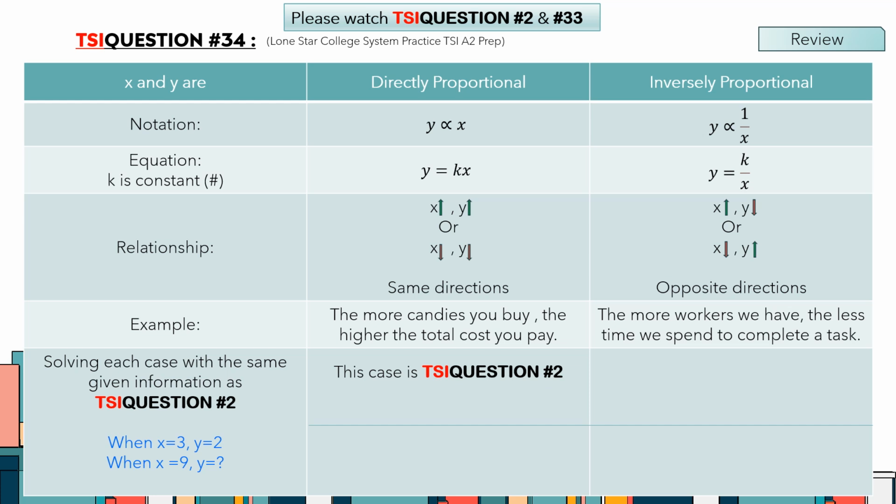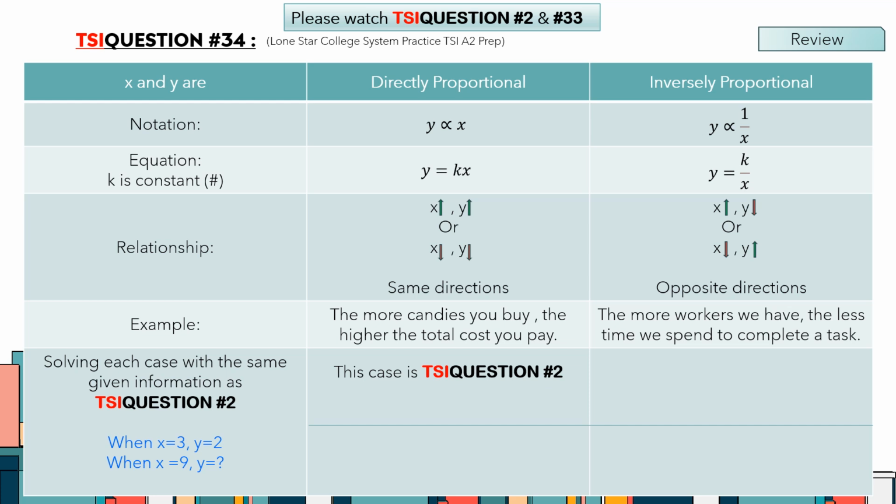And with the inversely proportional, we will have y proportional to 1 over x. Or with the equation, k is still a constant, which is a number, so y equals k over x. And with the relationship, x increasing, y will be decreasing. X decreasing, y will be increasing. So they have the opposite directions. For example, the more workers we have, the less time we spend to complete a task.